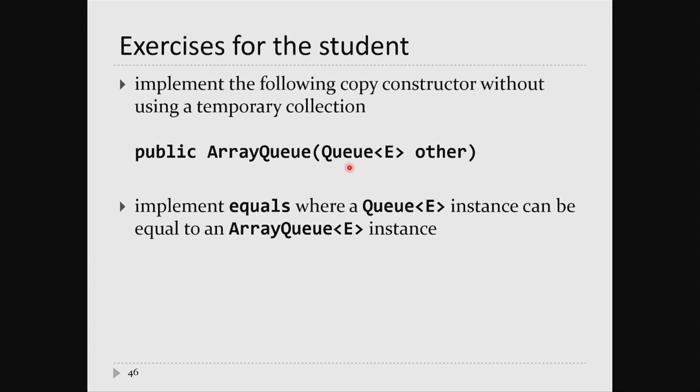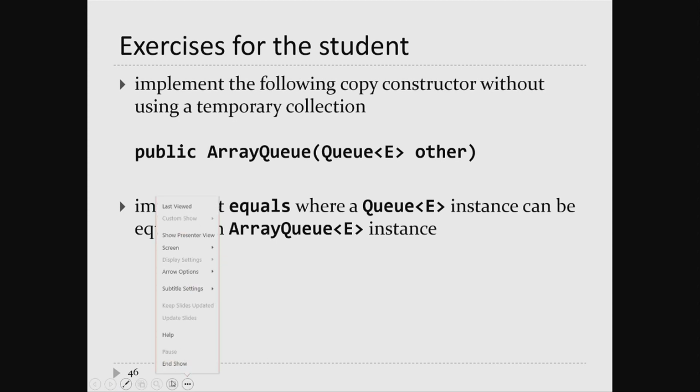Now, because it's another array queue object, in the copy constructor, you can reach into that queue object and look at its internal parts. So in other words, I can go in and look at this array, I can look at its size and front and back fields, and I can just copy all those elements over, so it's not a problem. Now, if I just feed it another queue, you have to use the queue interface to implement the copy constructor.